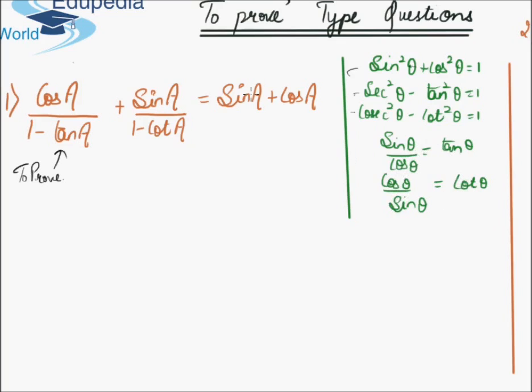So let us have first question. It says prove that this left hand side equals this right hand side, that is both the left hand side and right hand side convey the same meaning.